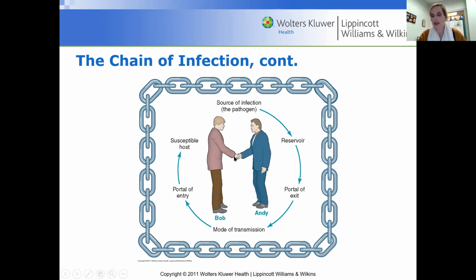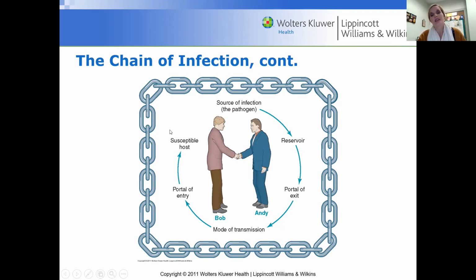It's a very direct contact here. We'll talk about different modes of transmission as well. Bob is now the susceptible host. So now it depends on what Bob does. Again, if Bob goes and washes his hands immediately, we may not have a problem. He has broken the chain of infection. But if Bob goes and wipes his nose, maybe he goes and makes a sandwich and then eats a sandwich, you just never know. That's going to be how it enters into Bob.